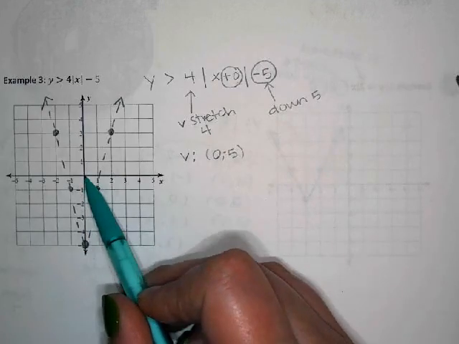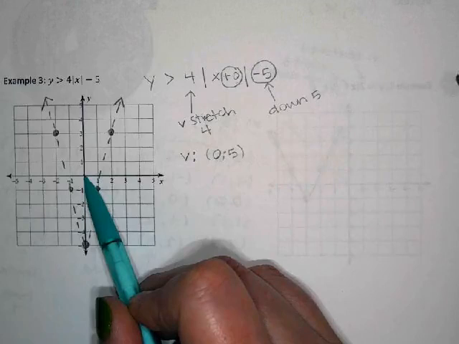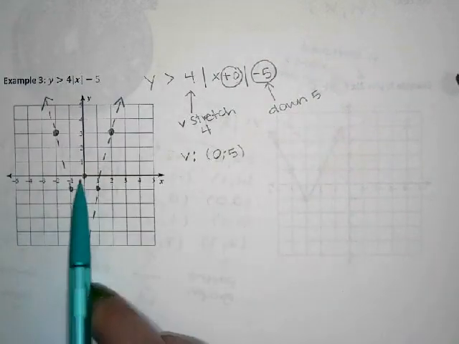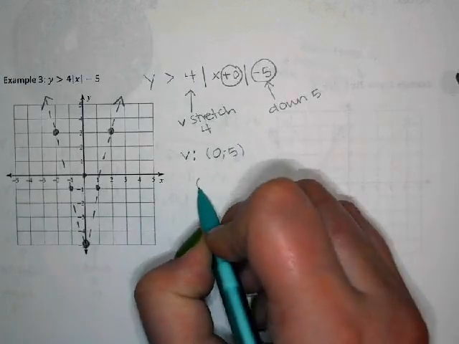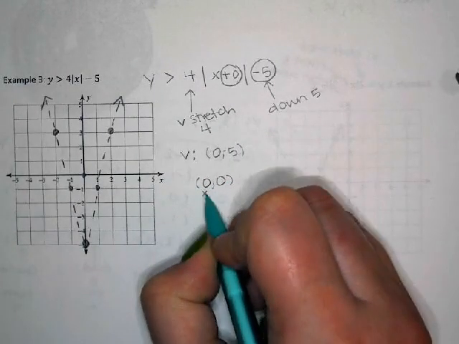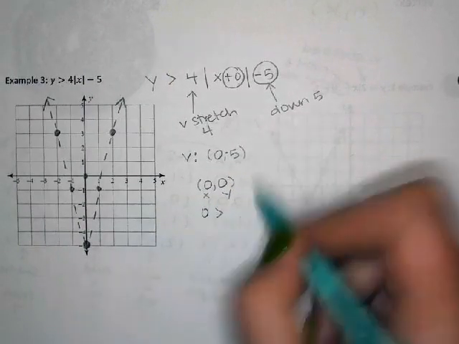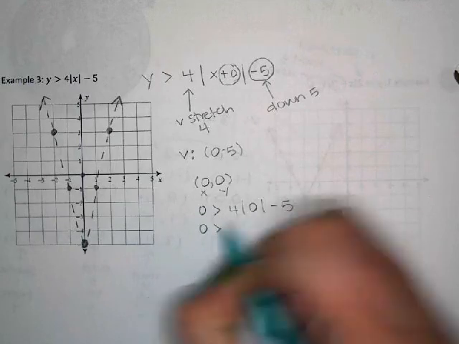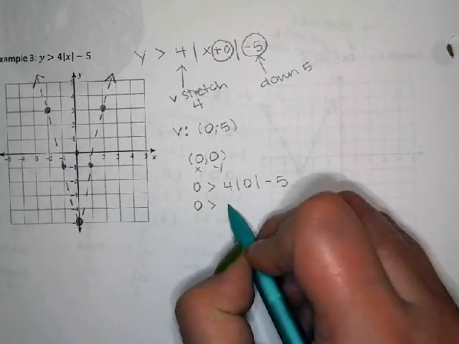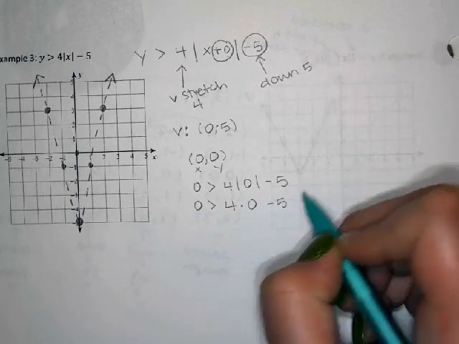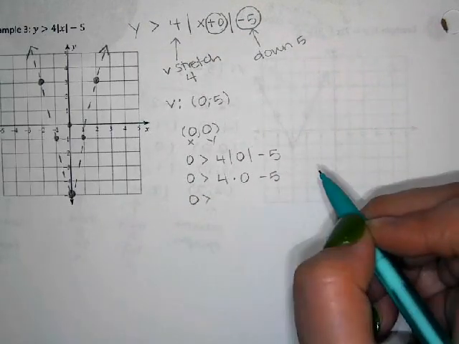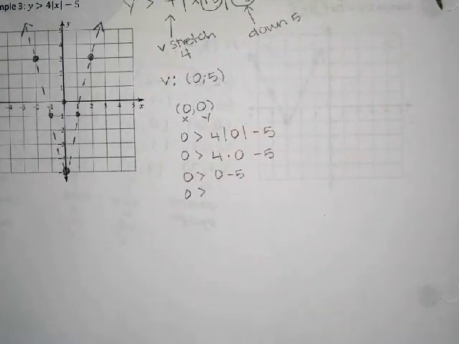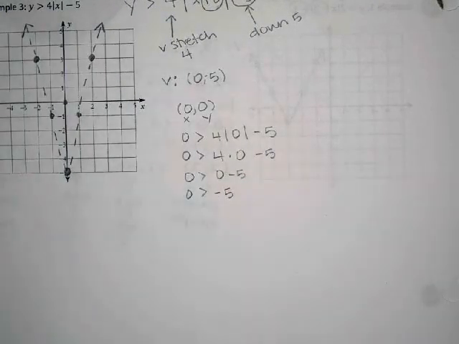0, 0? Okay, so 0, 0 is right here. 0, 0 is inside of the V, okay? So we'll go ahead and plug in 0, 0. We've got 0 for x and 0 for y. So 0 is greater than 4 multiplied by the absolute value of 0 minus 5. The absolute value of 0 is just 0. So we have 4 being multiplied by 0. What is 4 times 0? 0. And what is 0 take away 5? -5. All right, is it true that 0 is bigger than a negative? Yes, this is true.